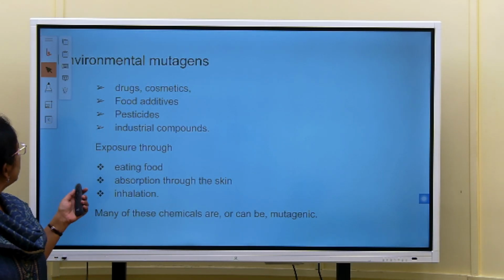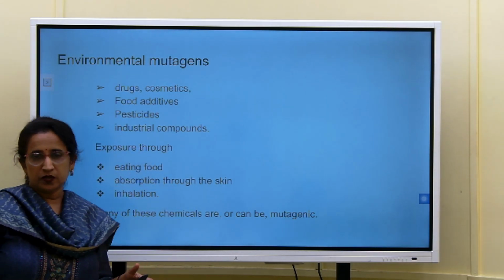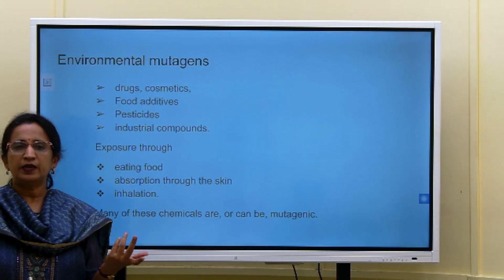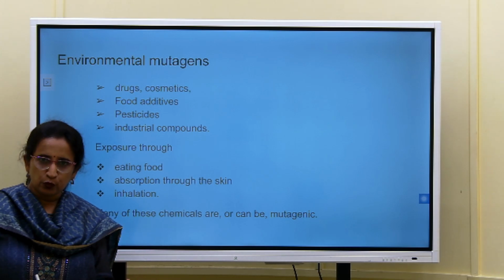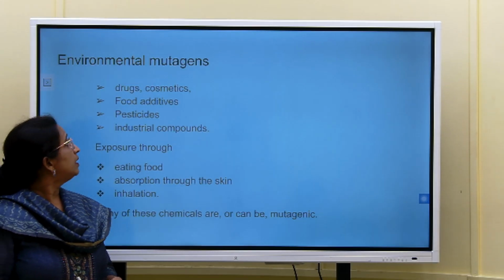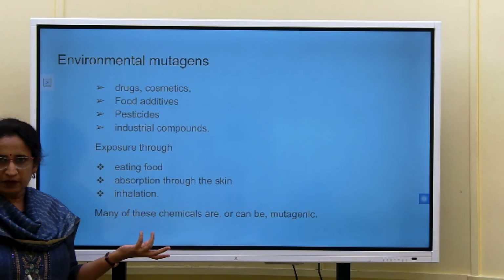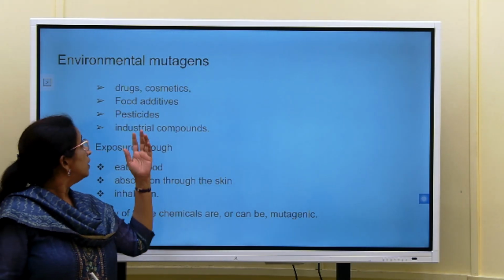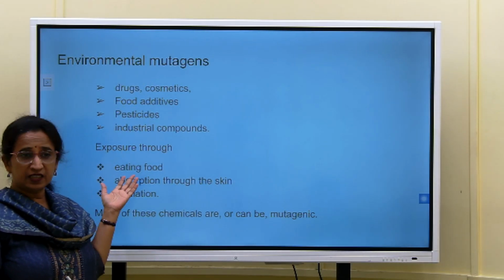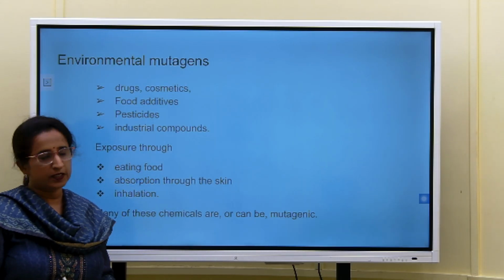First of all, there are many environmental mutagens around us. These mutagens, or these chemicals that are around us, could be natural, that could be there in the food that we consume, or they could even be man-made. Many of these chemicals could be potential mutagens. Now, what are these chemicals? Where can you encounter them? They may be there in drugs, cosmetics, food additives, pesticides, and many industrial compounds like solvents.